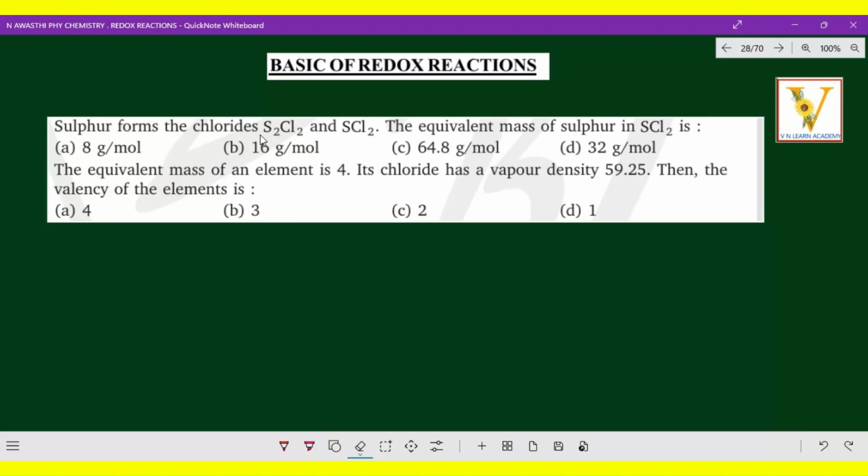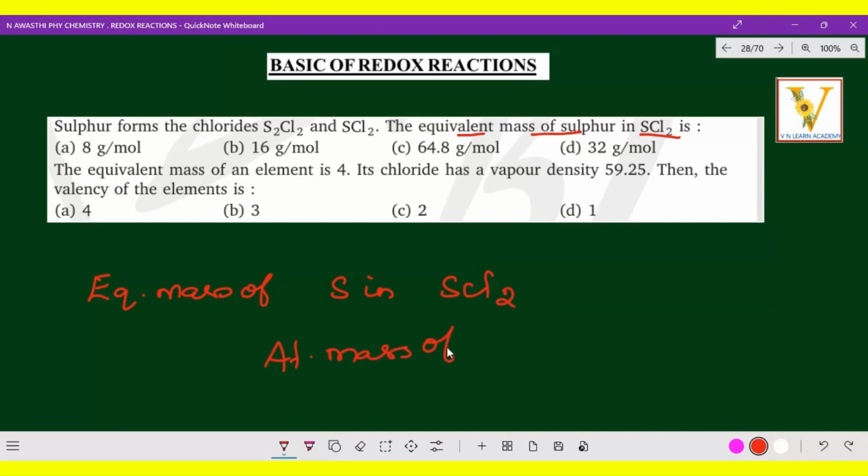Sulfur forms the chlorides S2Cl2 and SCl2. The equivalent mass of sulfur in SCl2. See the question, how they are asking: equivalent mass of sulfur in SCl2 only. That is what they are asking. Now let us check the atomic mass of sulfur. The atomic mass of sulfur is 32 gram per mole.